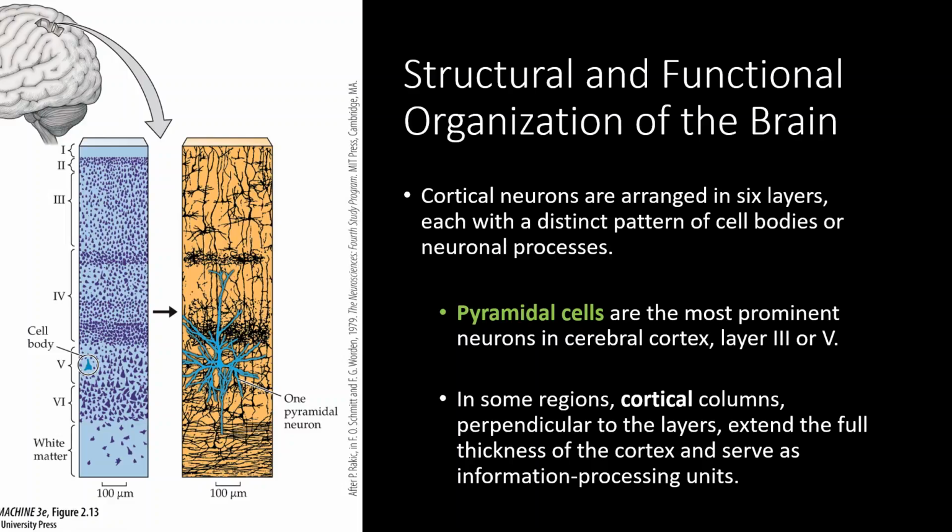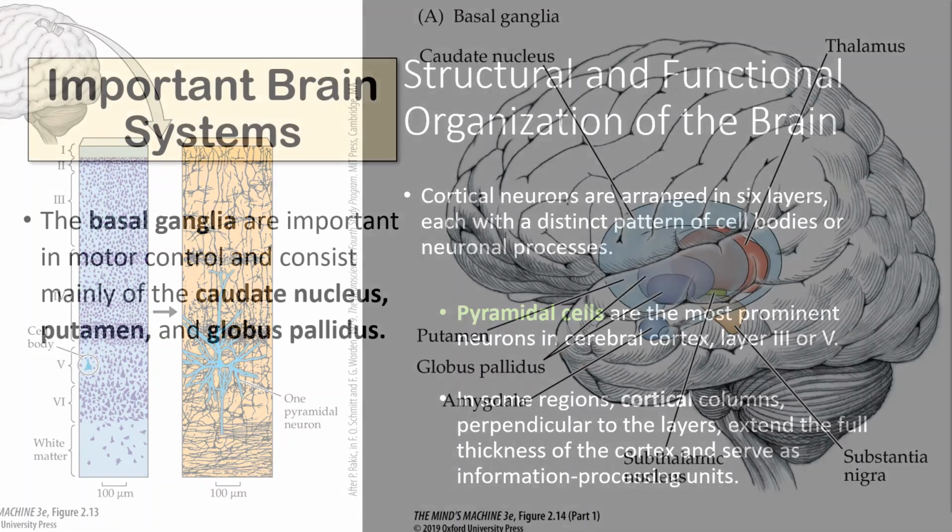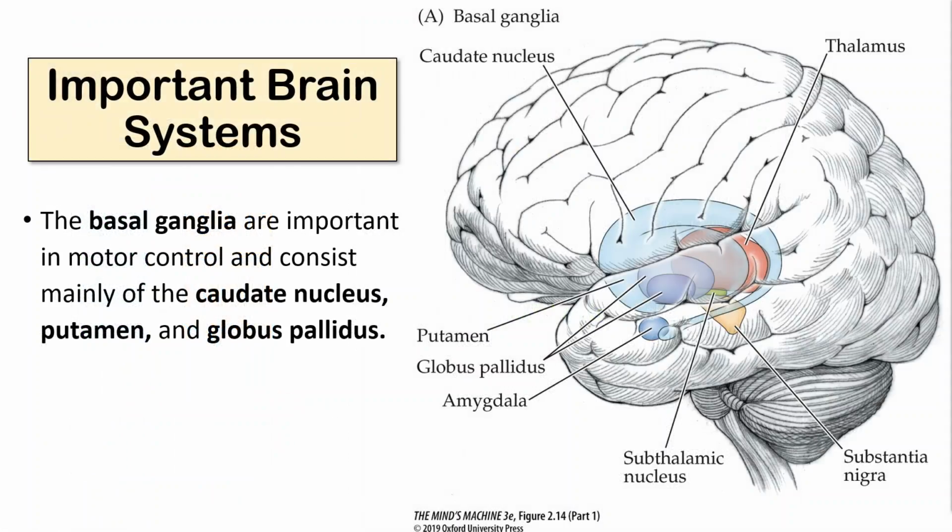Okay, let's look at some of the subcortical structures. We've been looking at the cortex right now. So let's look at some subcortical structures that are important brain systems. The first brain system I want to highlight is this collection of subcortical structures called the basal ganglia. Now, the basal ganglia are involved in motor function, and there are a couple of different regions. There's the caudate, the putamen, the globus pallidus.